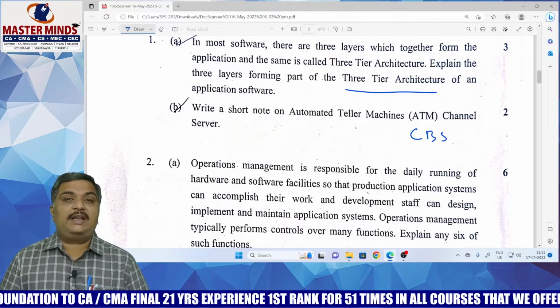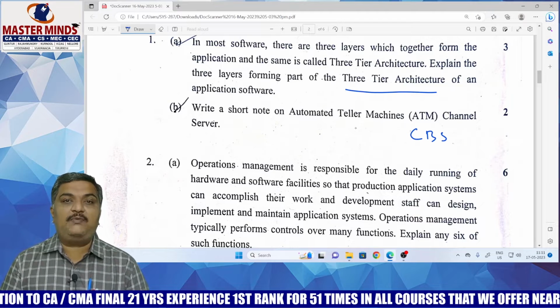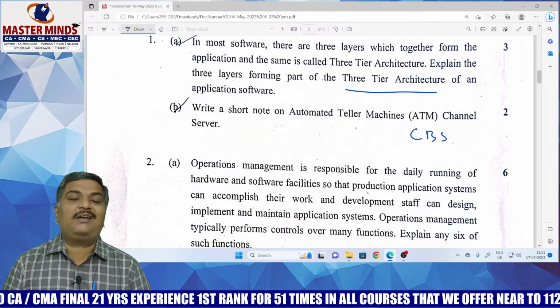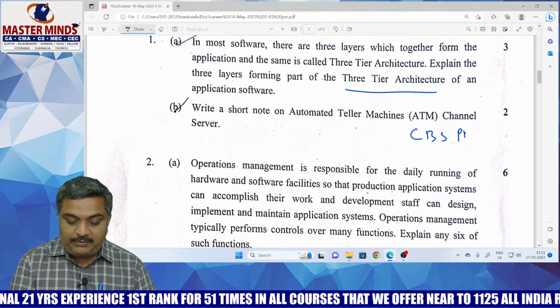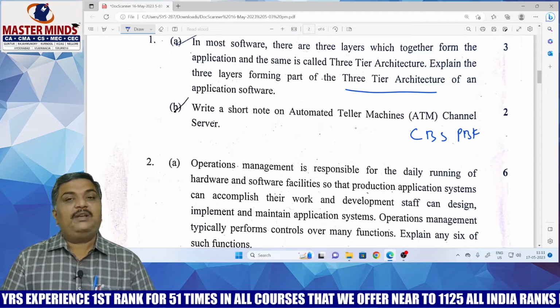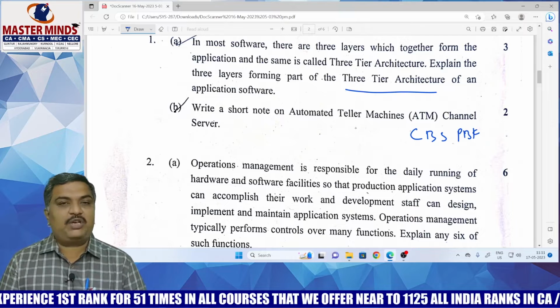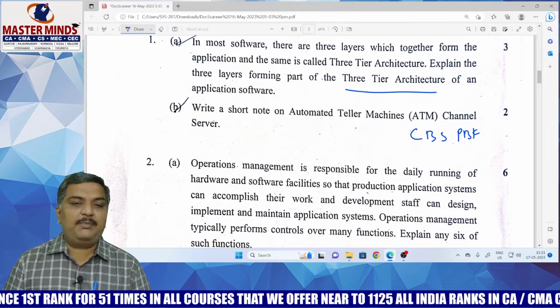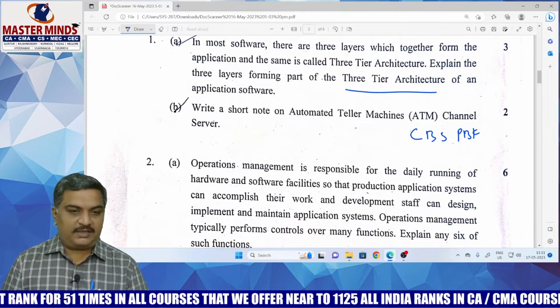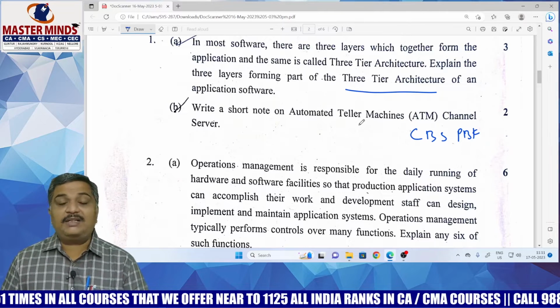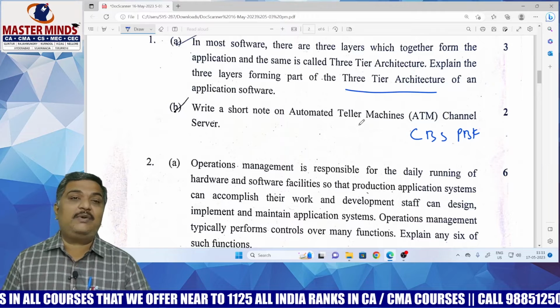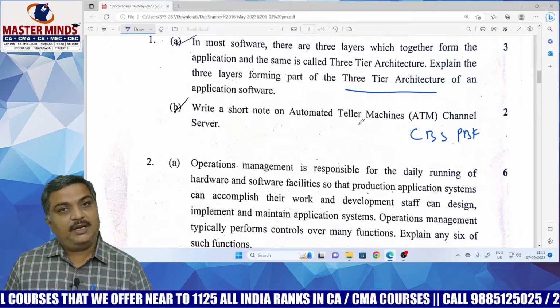This ATM channel server will be very helpful for ATM operations that are being done in a bank. And there is a thing called PBF, positive balance file, which is transferred to the ATM channel server, and transactions can be made using this ATM channel server. So this is a very easy question, and it is given for 2 marks, and the content given in our material is also sufficient for 2 marks.